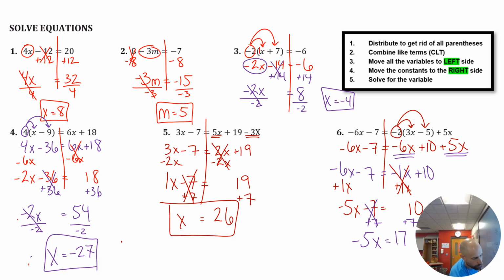Plus 7 is 17, and divide by negative 5 on both sides. And so this final answer is not going to be a nice whole number, but that's okay. X equals negative 17 over 5.